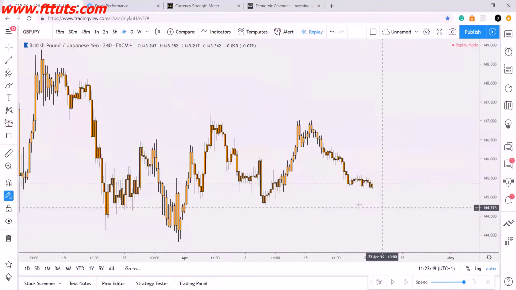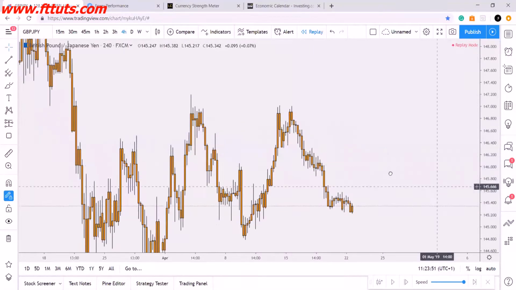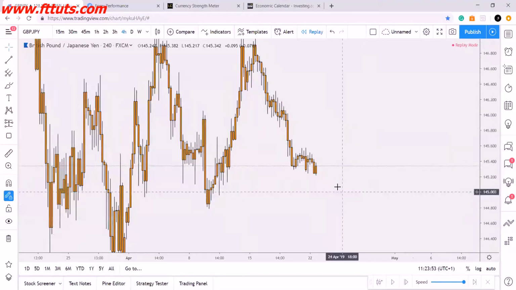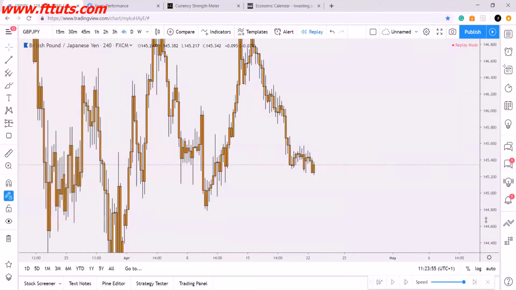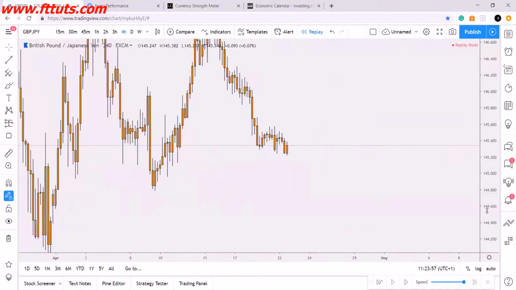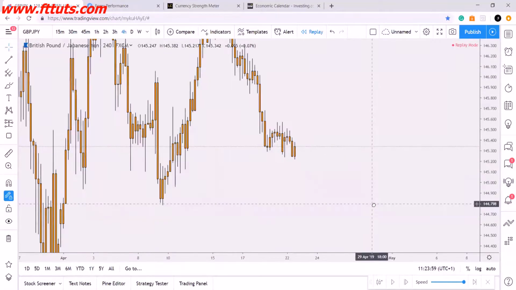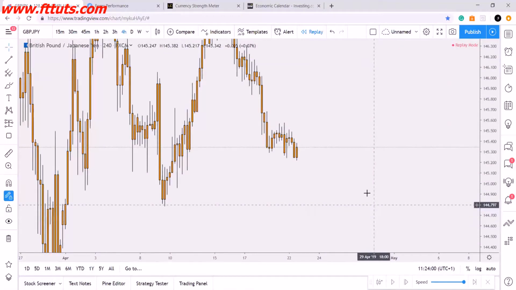I mean, that was a bit much, to be honest with you, sitting in that trade, but I'm telling you, that's because we're trading GJ. Okay, we are trading GJ, and this pair is horrible.